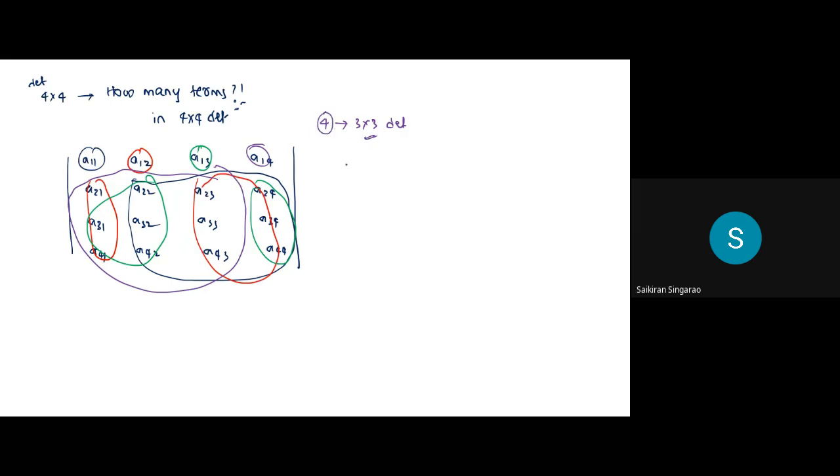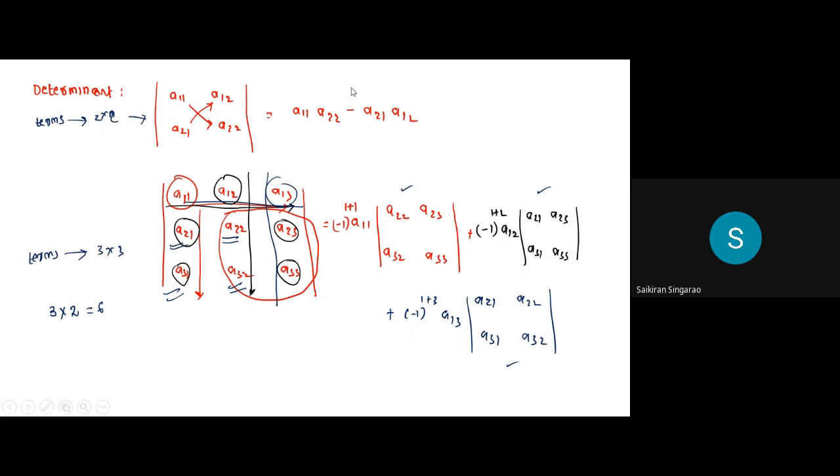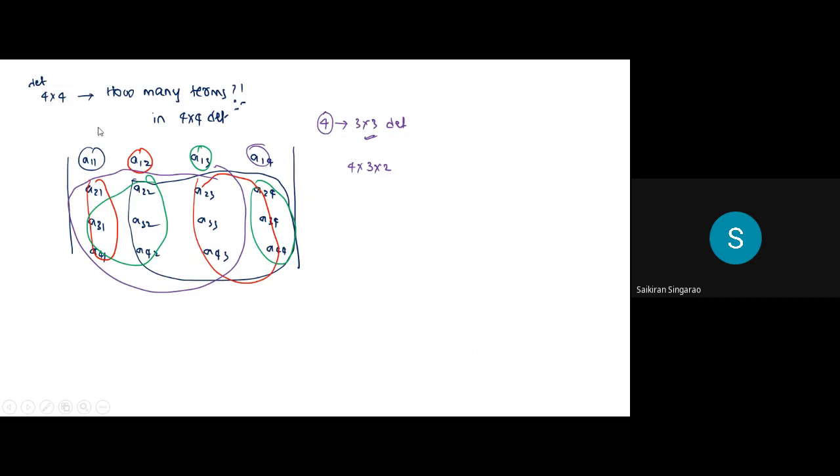In each 3 cross 3 determinant, how many terms are you going to get? 3 into 2, because in a 2 cross 2 determinant you got 2 terms. To expand a 3 cross 3 determinant, you expand 3 2 cross 2 determinants. Similarly, to find a 4 cross 4 determinant, you'll have to expand 4 3 cross 3 determinants. Are you understanding this?